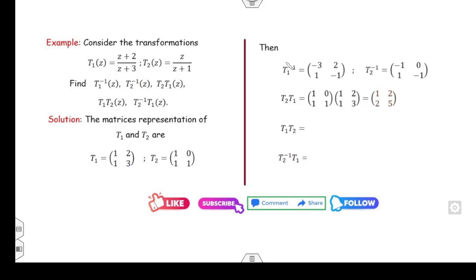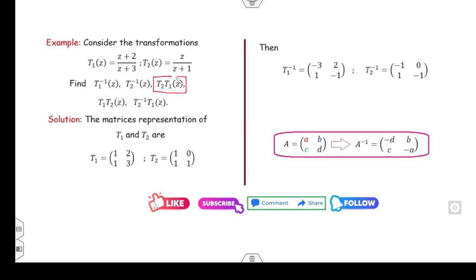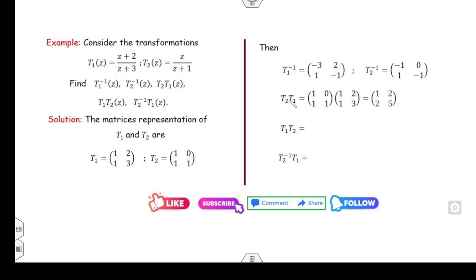Now, how can you find T2 into T1? Again, it's very simple. You can write the matrix representation of T2: 1, 1, 1, 0. What is the matrix representation of T1? 1, 2, 1, 3. So can you multiply them? It will be 1 plus 0, 1; 2 plus 0, 1 plus 1, 2 plus 3, 5. So 1, 2, 2, 5. Similarly, you can write the matrix representation of T1, 1, 2, 1, 3.